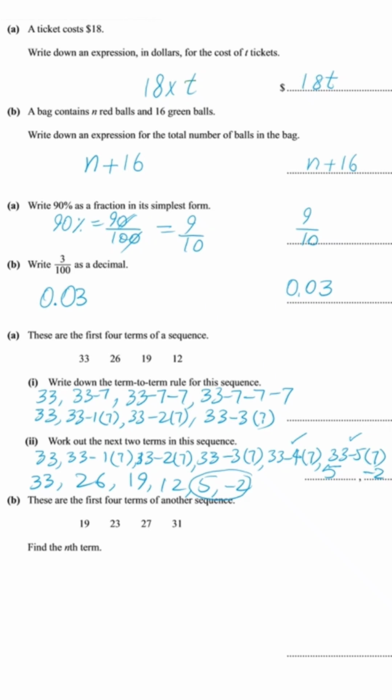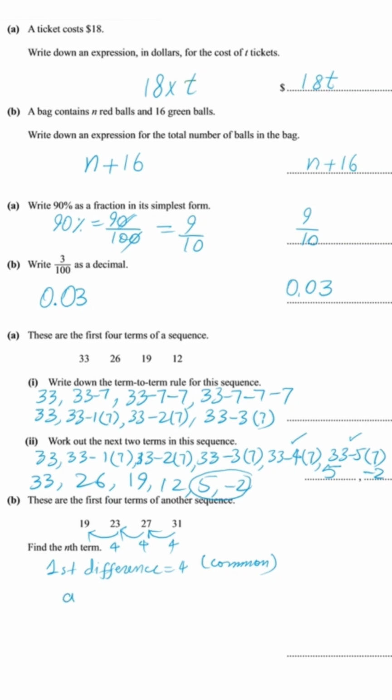Next is the sequence 19, 23, 27, 31. We have to find the nth term. We can see that the difference between these 2 is 4, between these 2 is 4, and between these 2 is 4. So the first difference is 4 and is common. When the first difference is common, it is called a linear sequence.